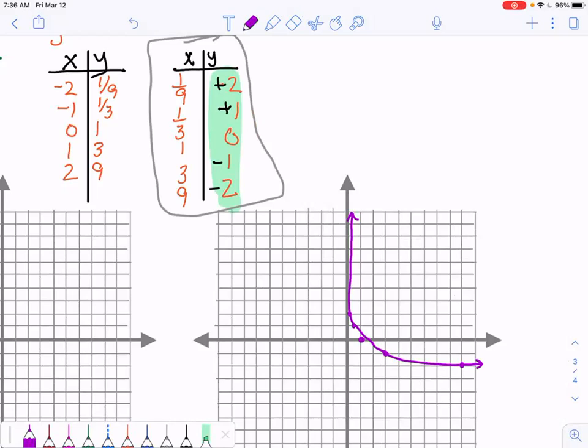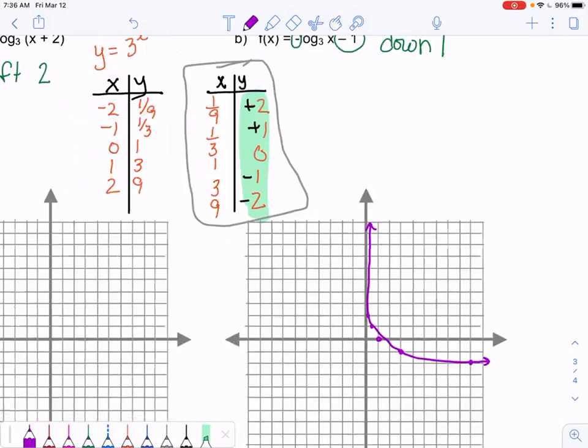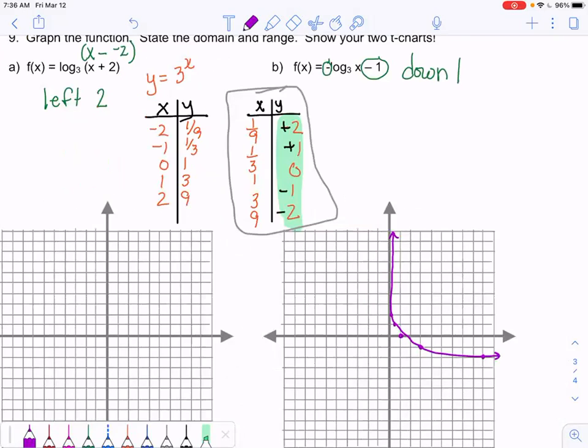So that is my original graph. Notice that it goes down because of the negative in front. And that happens with the parabola too. So when we had x squared, it was up. When we had -x squared, it went down. A negative makes the graph go down.